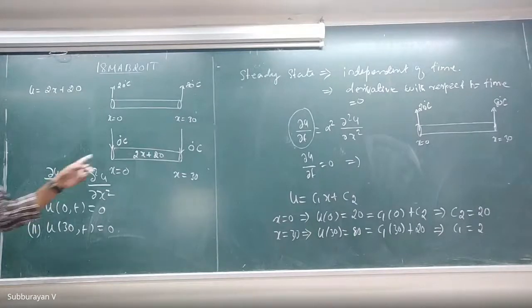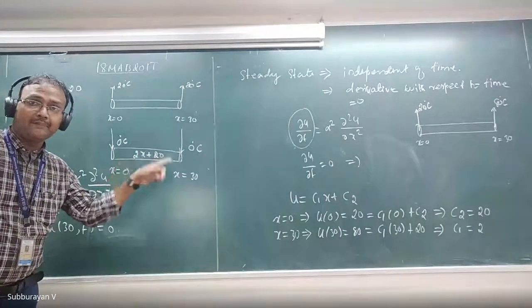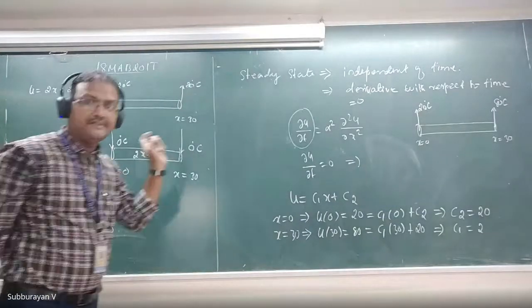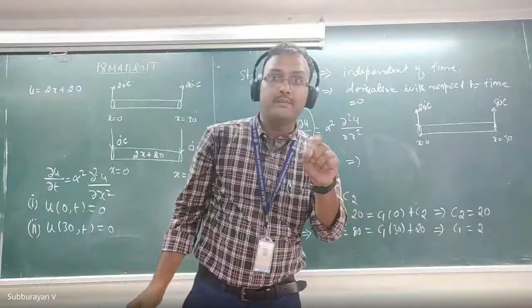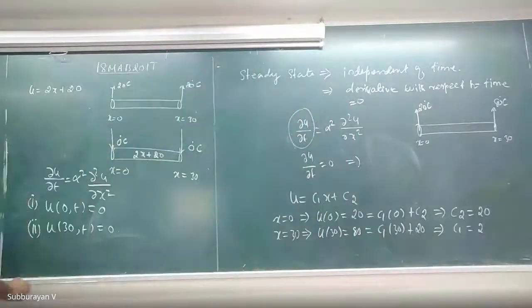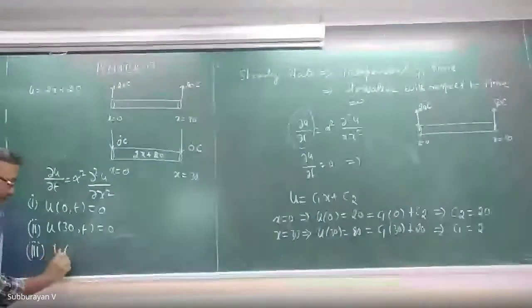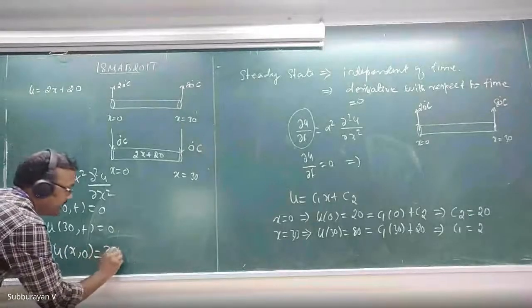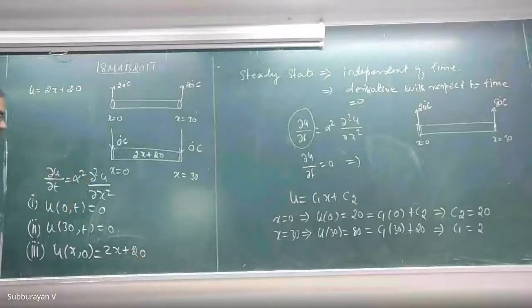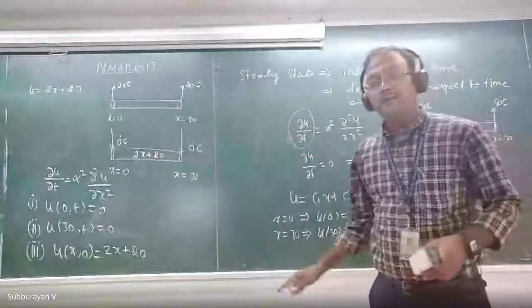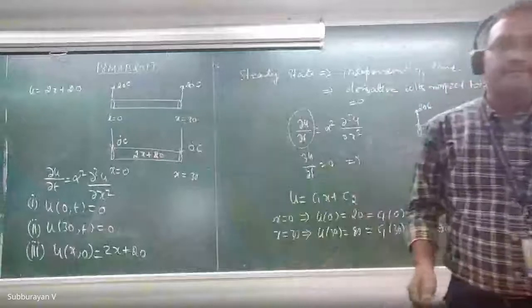And initially the temperature along the rod is given by 2x plus 20. Therefore, I'll get the third condition, u of x comma 0 is equal to 2x plus 20. This is the mathematical problem for the above given statement.